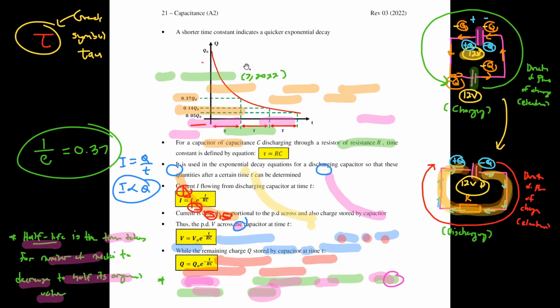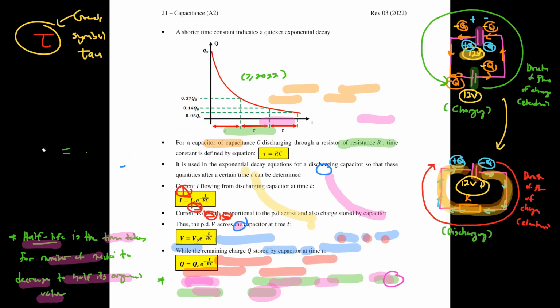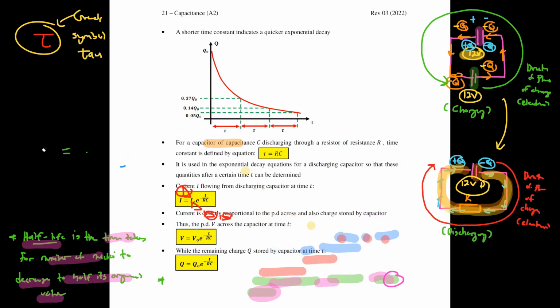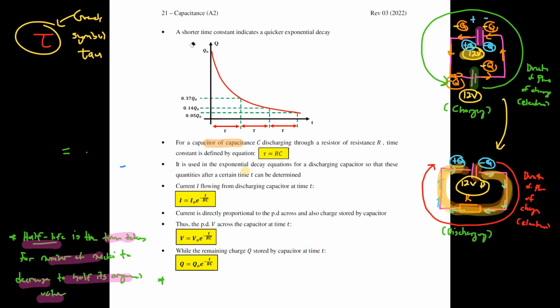So what's so useful about time constant? You can look at the next page here. If you have a graph of charge versus time that decreases exponentially, as I mentioned earlier, how you would view your time constant would be something like this. Your charge decreases like this, okay? When you have one time constant, if you were originally at Q naught, it will decrease by about a third to 0.37 Q naught.